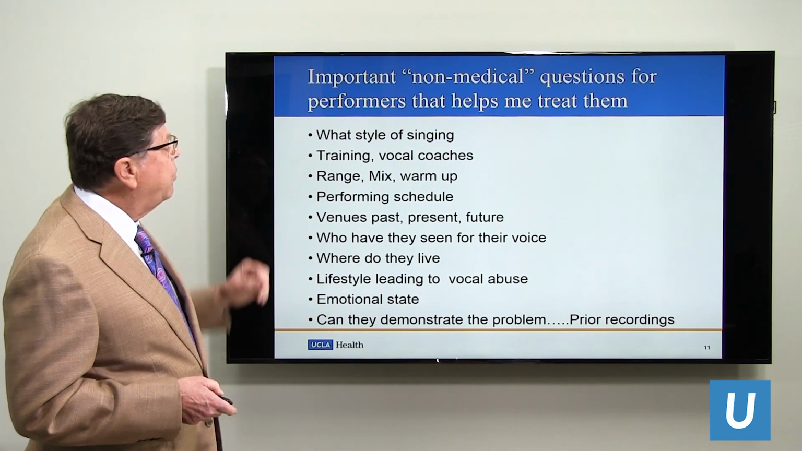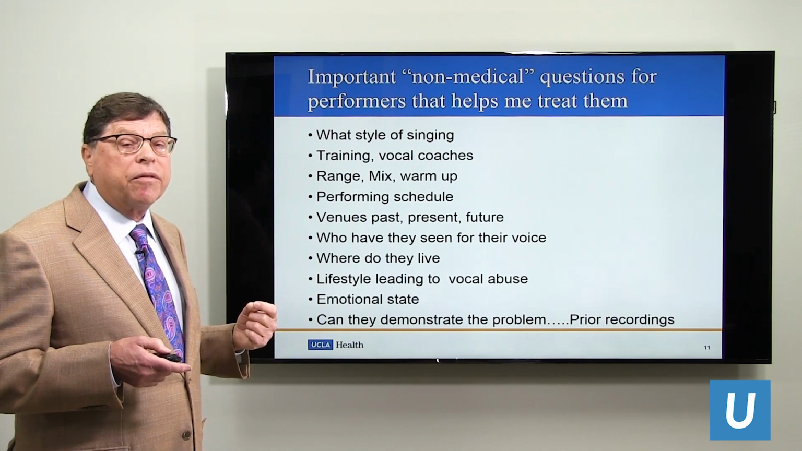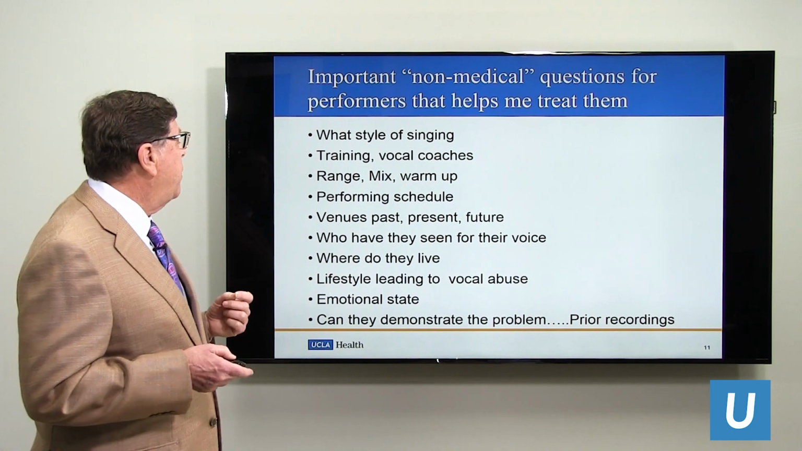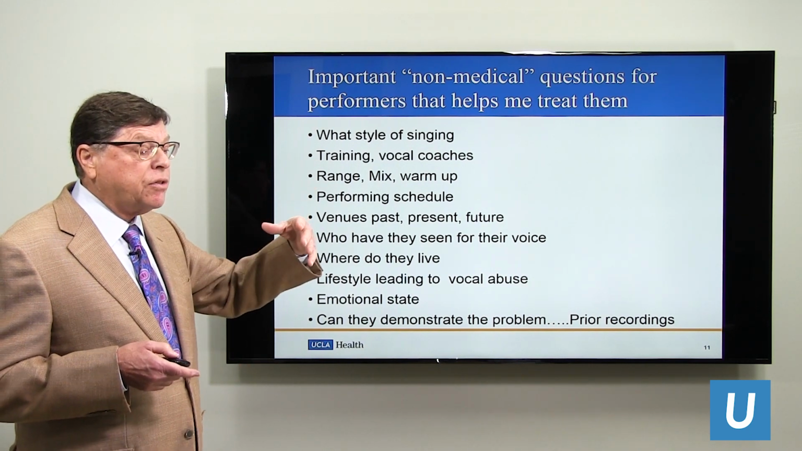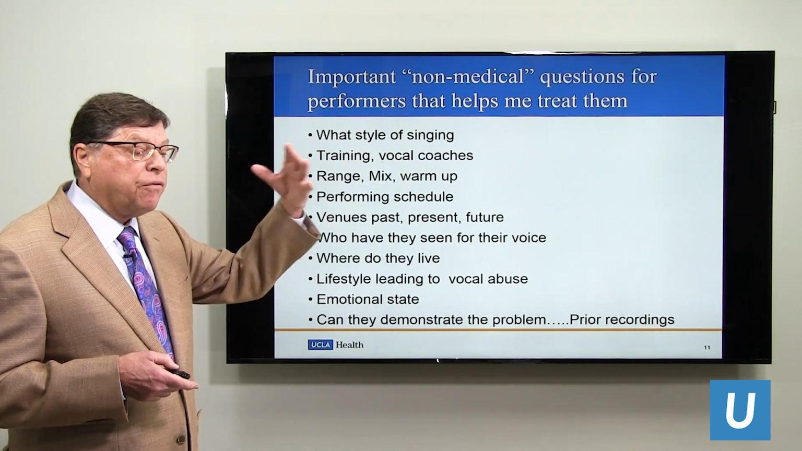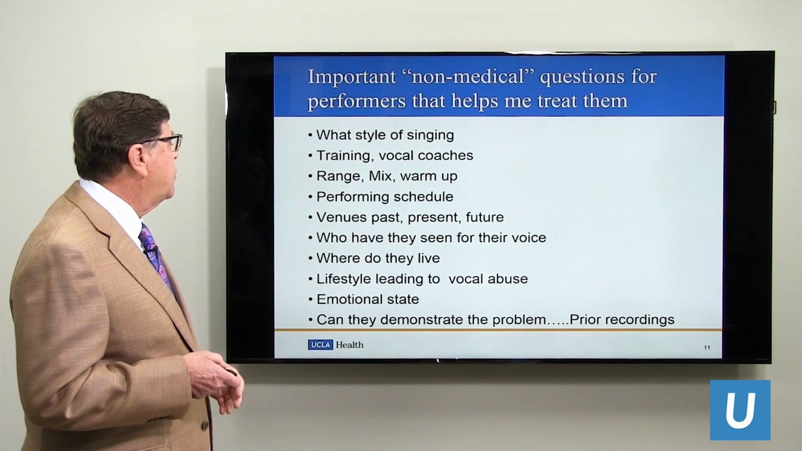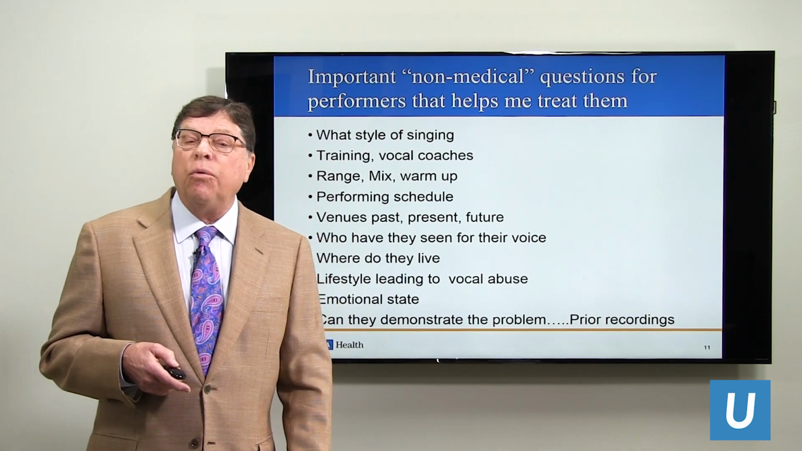Are you a rock performer, pop performer, legit opera singer? How much training have you had? Who are your vocal coaches? Those are really all very important factors in deciding how we treat patients. What's the range that you had? How is your mix? How is your transition from modal voice to falsetto voice? How is that occurring? What's your warm-up schedule? How long do you warm up for?